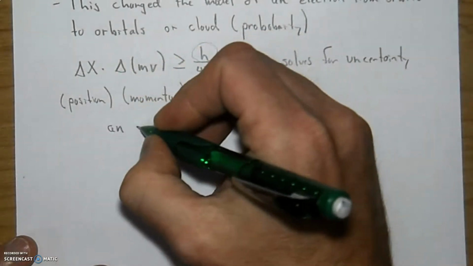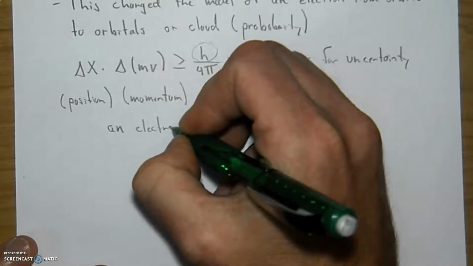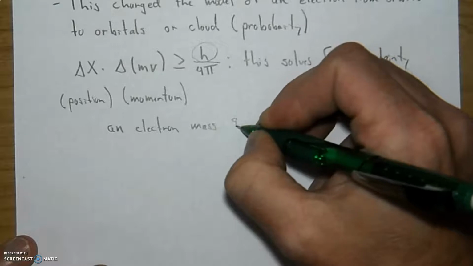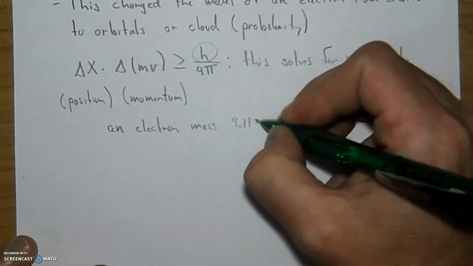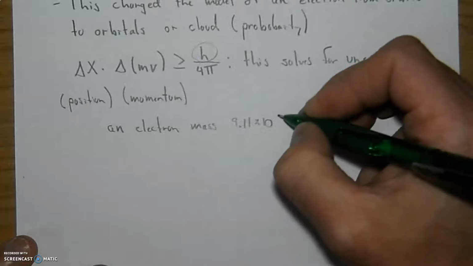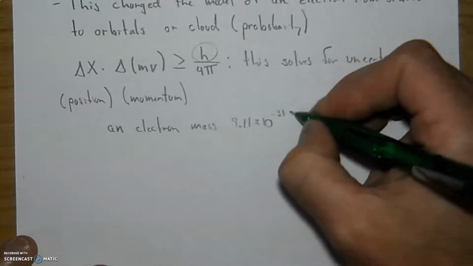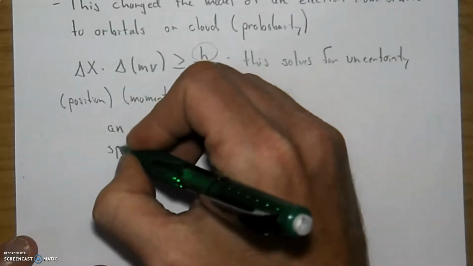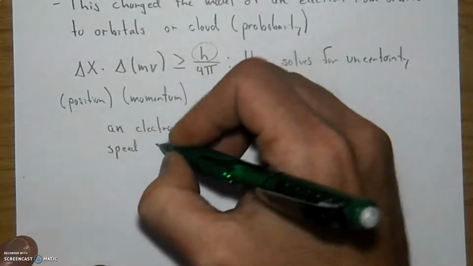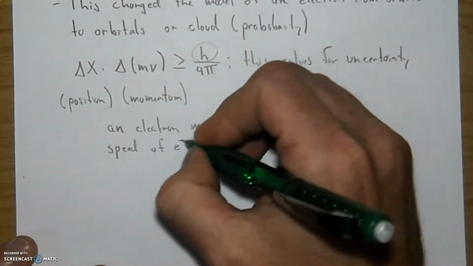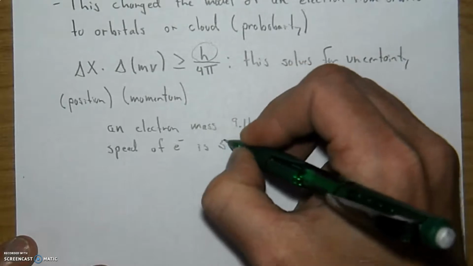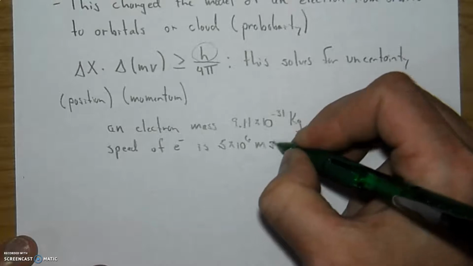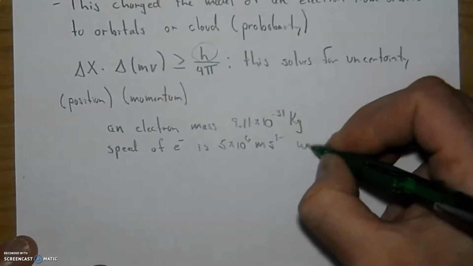We have an electron, and its mass is defined. It's really, really small. We actually have this written down in our packet: 9.11 times 10 to the negative 31 kilograms. So incredibly small. And this electron's particular speed, we're going to say we know it: 5 times 10 to the 6th meters per second. But we have some uncertainty with it.